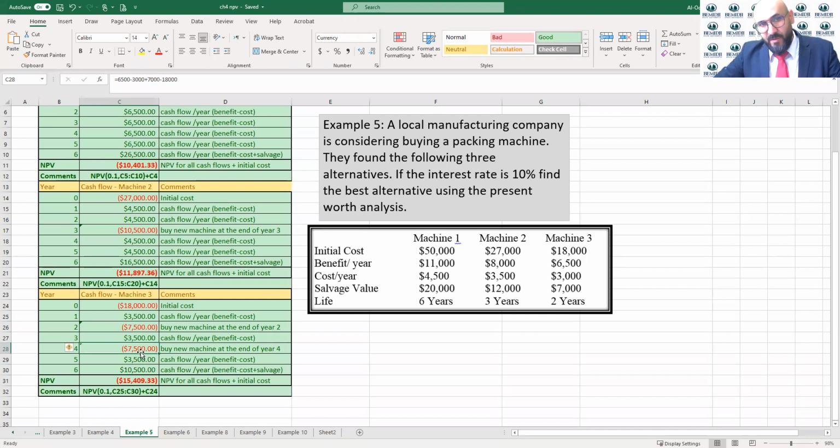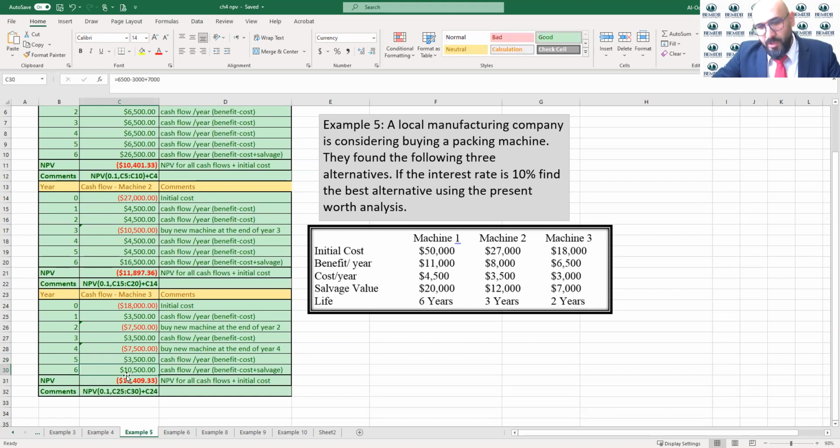And for year 4, we have to stop and think. That's a new cycle for this machine. We have to buy the new machine, we have to collect the salvage, and also consider the benefit and the cost from the previous year. So 7,500 minus 3,000 plus 7,000 minus 18,000. That's the initial cost for buying a new machine. Year 5 would be just 2 transactions, the benefit and the cost. Subtract cost from benefit. That would give you 3,500.